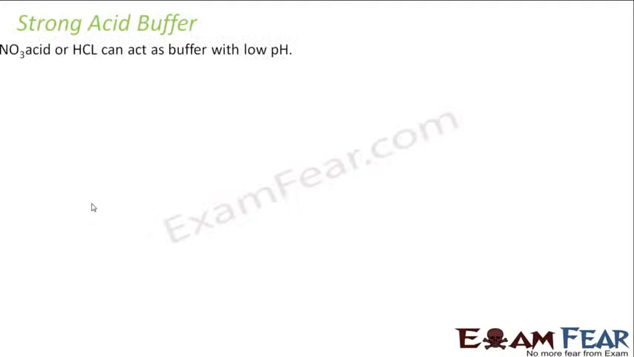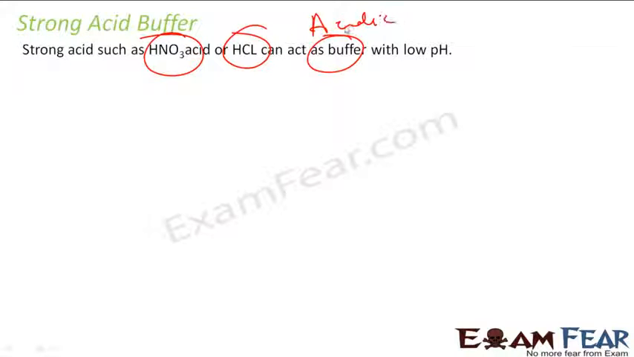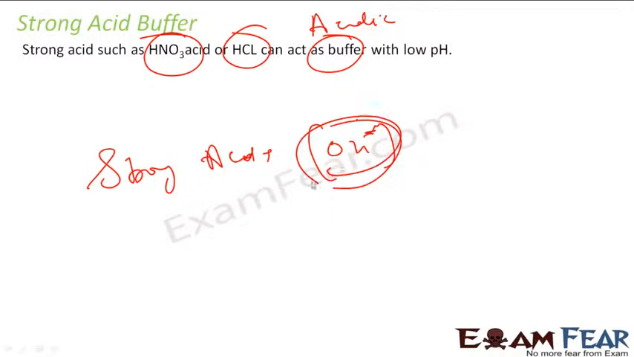Strong acid buffer. If you take a very strong acid like HNO3 or HCl, it is also a buffer with a low pH. Why? Because even if you add some OH minus ion, that will be used up. The change in pH will be very small because it's very acidic. Since it is a very strong acid, even if you add small drops of OH minus ion, they will be used somewhere. It will be lost. It will always be acidic.